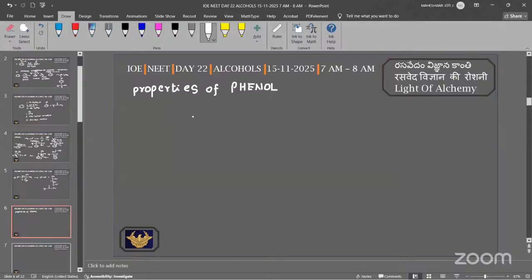See, phenol actually is a colorless liquid, but it appears brown in color. Why is it so? Because phenol undergoes oxidation into quinone. Due to the formation of quinone, phenol appears brown in color.